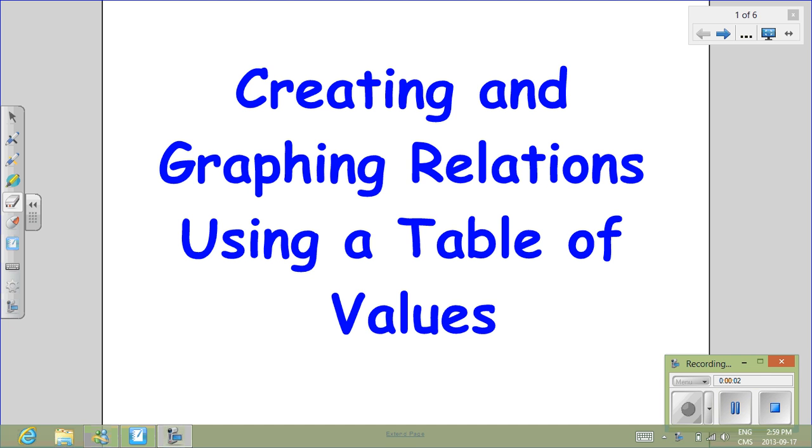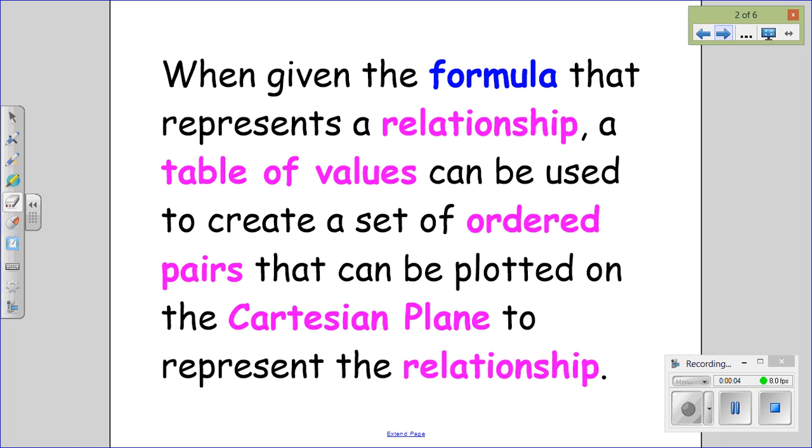Creating and graphing relations using a table of values. When given the formula that represents a relationship, a table of values can be used to create a set of ordered pairs that can be plotted on the Cartesian plane to represent the relationship.